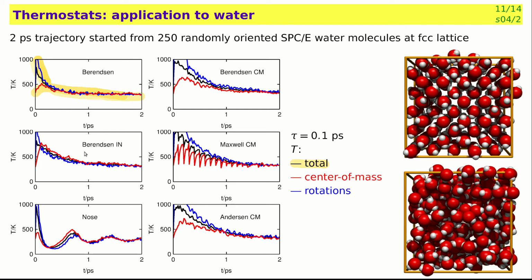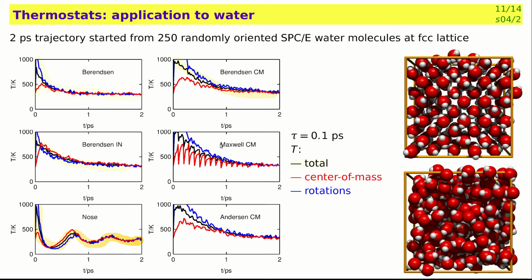They should, of course. Here is the Berendsen thermostat applied only to the internal degrees of freedom, so it's slower. This is applied only to the center of mass. Again, it is slower, but it eventually relaxes. Here is the Nosé-Hoover thermostat. You can see that there are such oscillations. They are damped, so after some time we would reach the correct temperature too. But if the initial system is far from equilibrium, this is not a good thermostat.